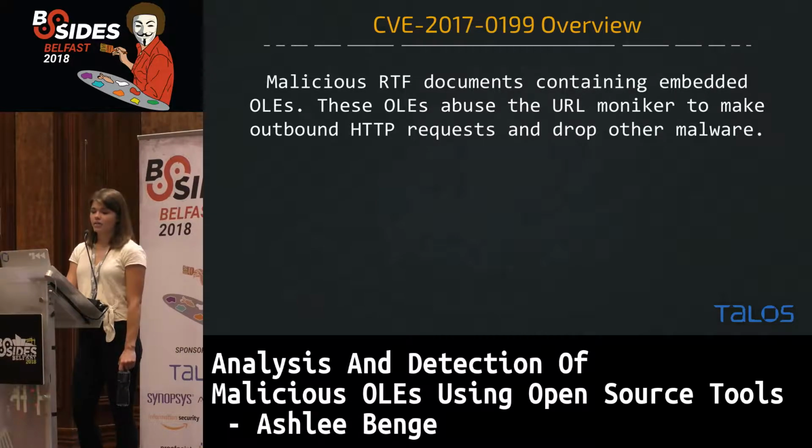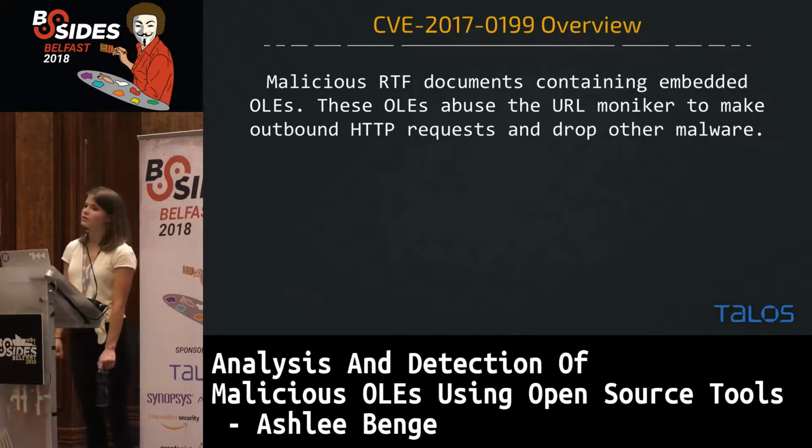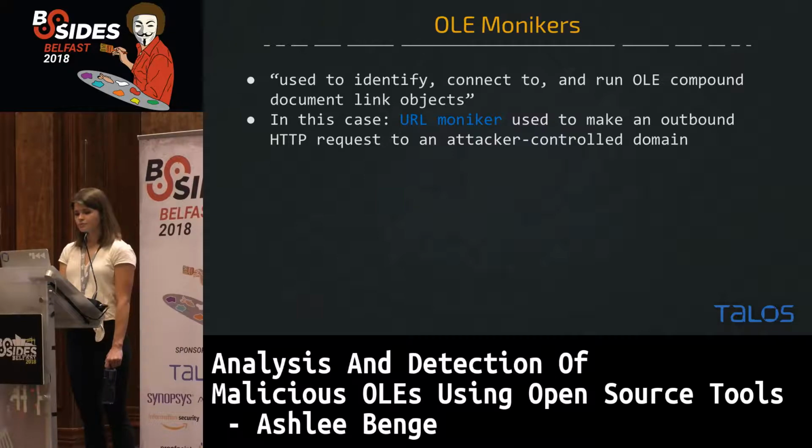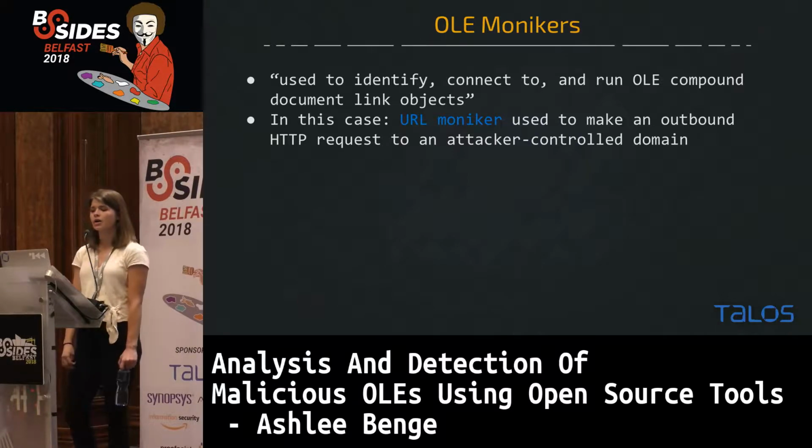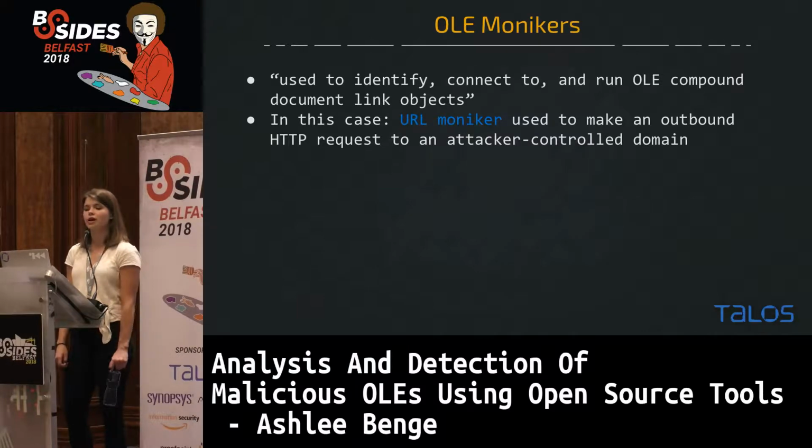And again, like I said, these are malicious RTF documents, and they contain an embedded OLE, which is kind of unique, that you would see that embedded in an RTF. And these OLEs are abusing the URL moniker in order to make outbound HTTP requests, which are then used to grab and drop other malware onto your victim machine. If you've never heard of an OLE moniker, according to Microsoft, they're used to identify, connect to, and run OLE compound document link objects, which is a complicated way to say that it's used to make that HTTP request to the attacker-controlled domain.